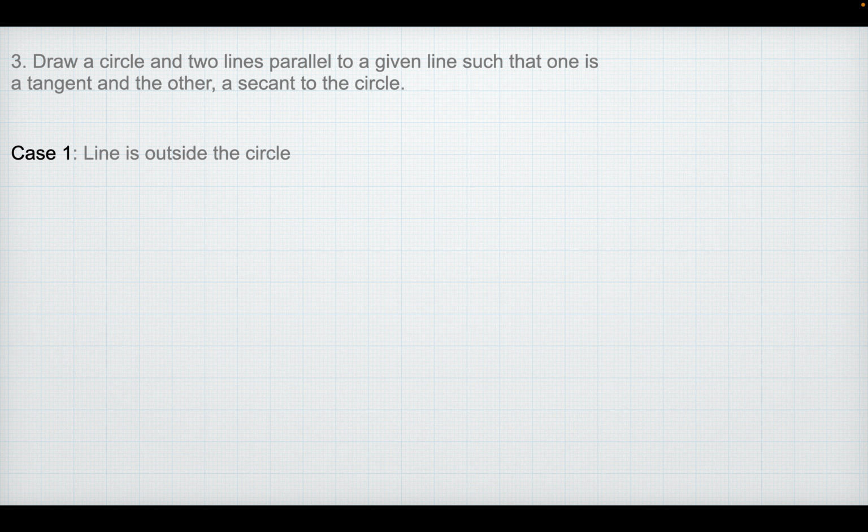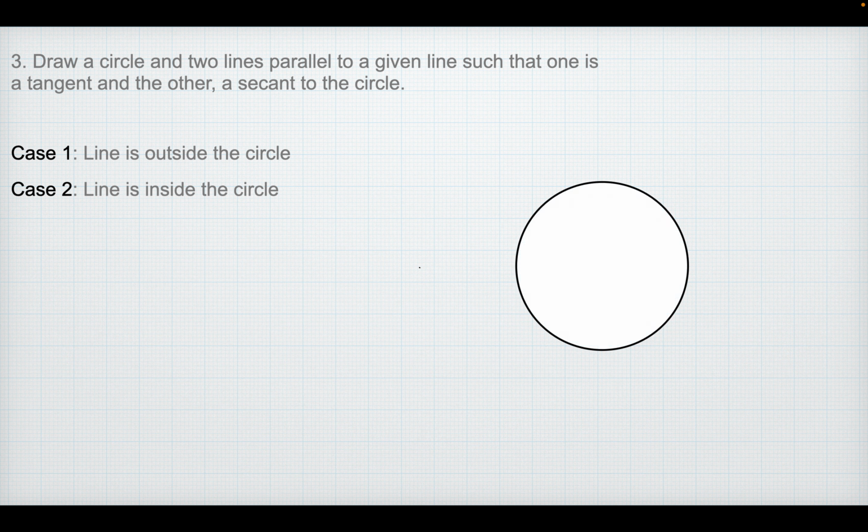So we can have 2 cases. First one is the line lies outside the circle, and then the second case, the line lies inside the circle. So I'll do it for only case 1. You can do it by yourself for case 2. It's not very different, almost similar. You just need to draw a line inside the circle. Let's try this. I draw a circle, then I draw a line outside the circle. I'm doing it for case 1.